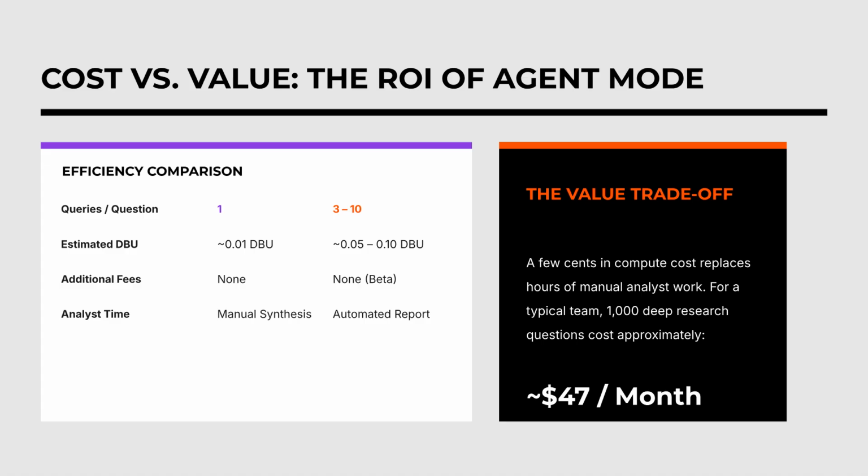Let's talk about the elephant in the room, cost versus value. Yes, Agent Mode uses more compute, typically 3 to 10 queries instead of 1, so you might see around 0.05 to 0.10 DBU per question instead of 0.01. But here's the game-changing truth. Those few extra cents of compute are replacing hours of manual analyst work. For a typical team running 1,000 deep research questions per month, the total cost is roughly just $47. That is an unbelievable ROI. You're getting professional-grade research reports at a fraction of the traditional cost. Time saved plus deeper insights equals massive value.